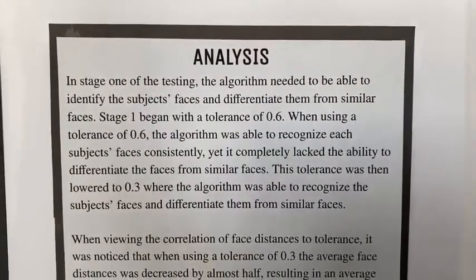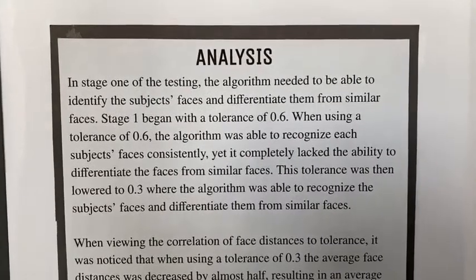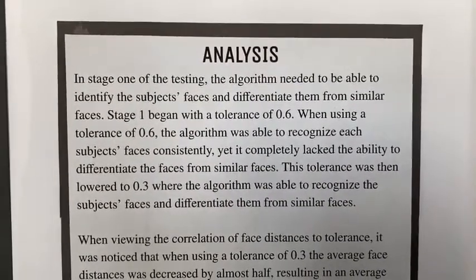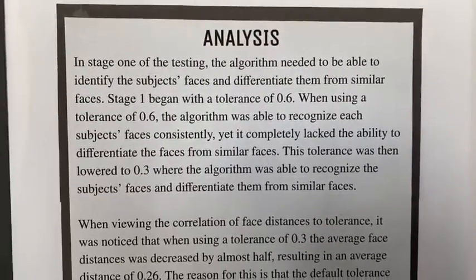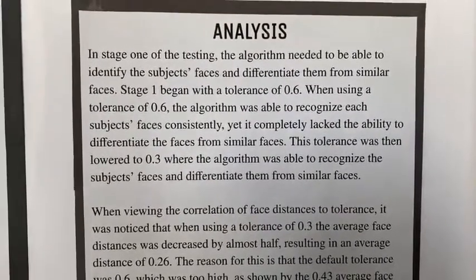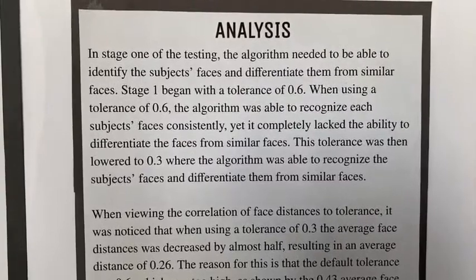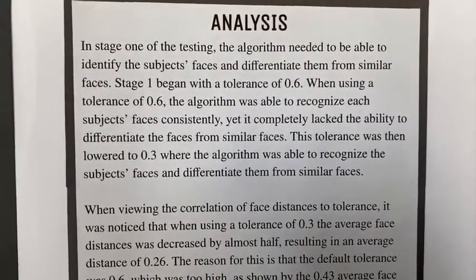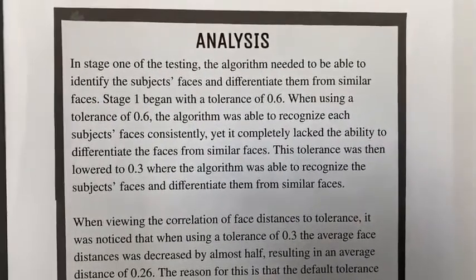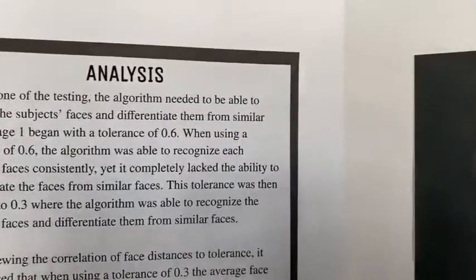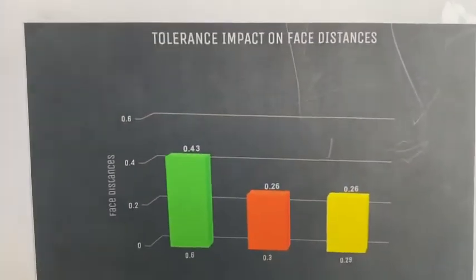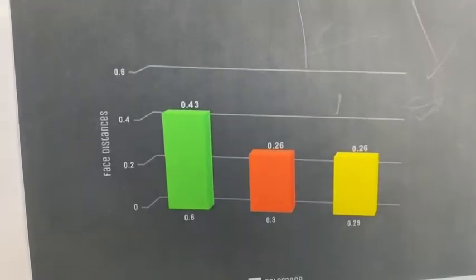Now, let's analyze the results. Stage 1 began with a tolerance of 0.6, where it completely lacked the ability to differentiate the subject's faces from similar faces. The average face distance of 0.43 signified that 0.6 was too high. This tolerance was then lowered to 0.3, where the algorithm performed successfully. I had noticed that when using a tolerance of 0.3, the average face distances were decreased by almost half, resulting in an average distance of 0.26.